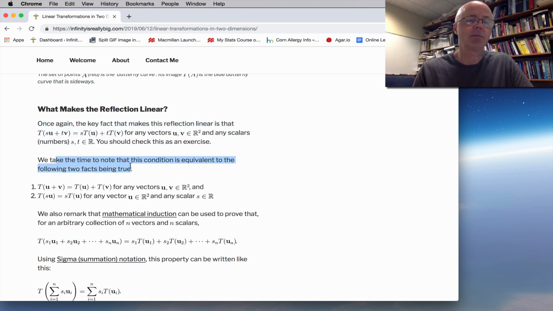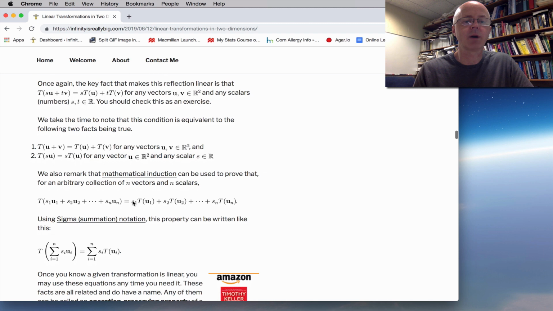but I do take the time to note a couple other things. This one equation is equivalent to 2 other equations being true. This first one that you see here just focuses on vector addition. The second one focuses on scalar multiplication. It could be proved that this one equation being true for arbitrary inputs is equivalent to these two equations being true. Sometimes it's easier to break it down that way.